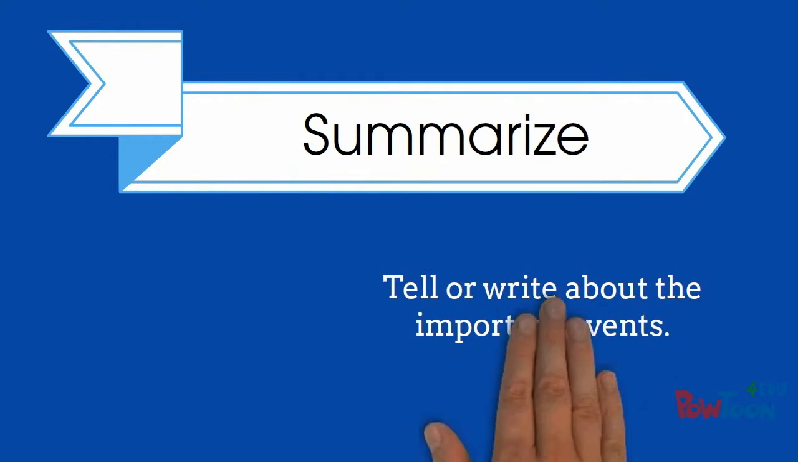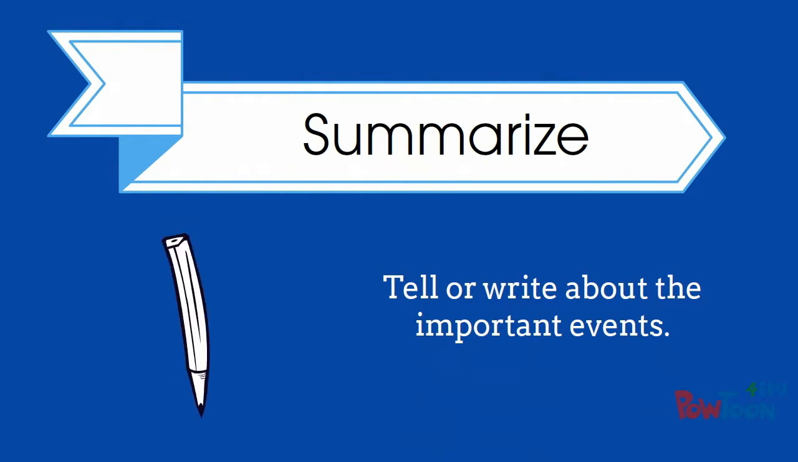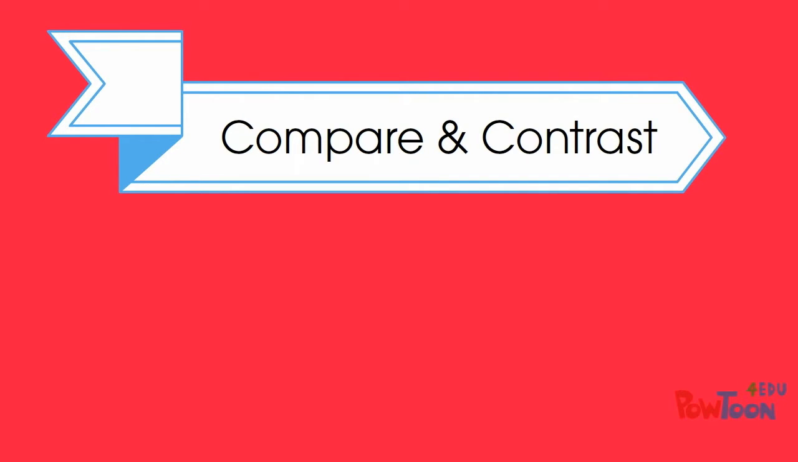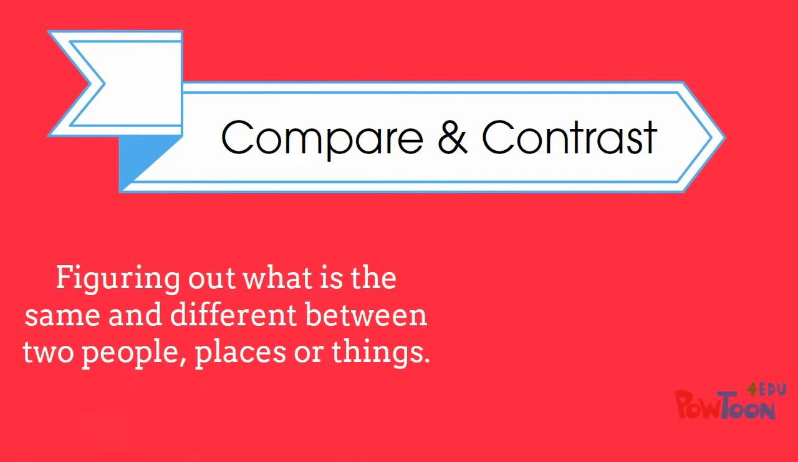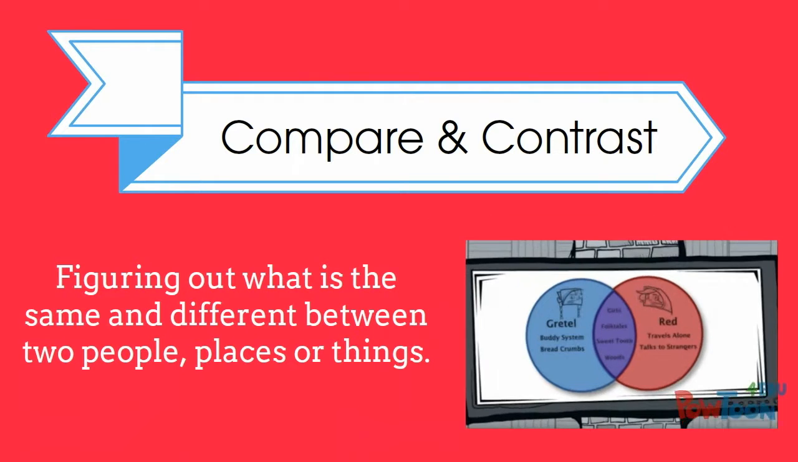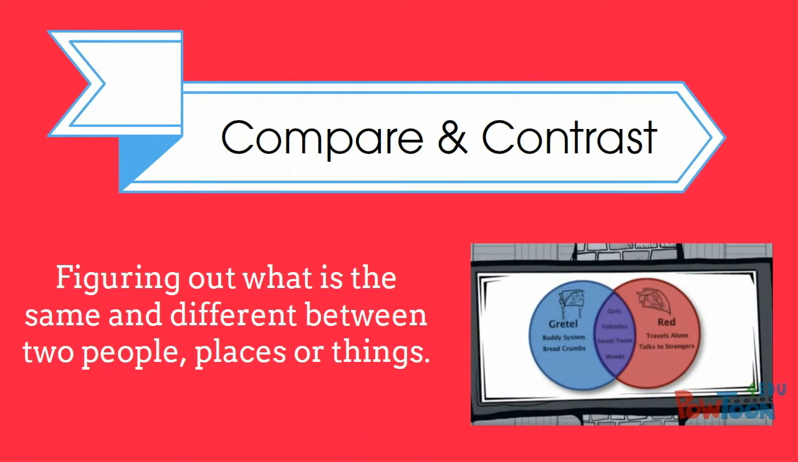Then you learned how to summarize what you've read. This is a lot like sequencing, except you have to remember the important events and write about them yourself. After that, you learned how to compare and contrast. This means figuring out what is the same and different between two people, places, or things. We used a diagram like this.